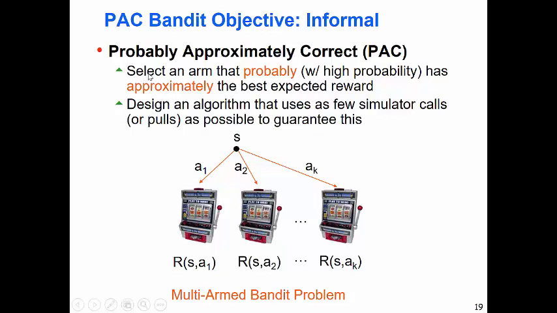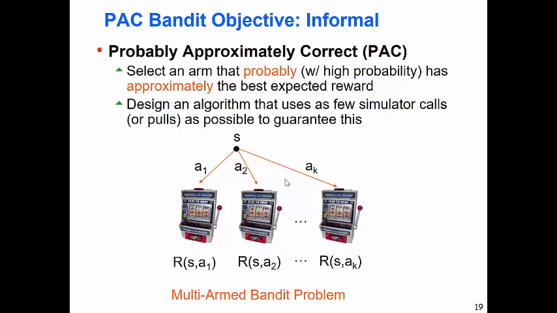Basically, we want our bandit algorithm to eventually pull arms and stop at some point. And when it stops, it's going to tell us the index of an arm. And we want that arm to be probably, approximately the best arm. Approximately means it's close to the best arm. And probably means that with high probability, it's the best arm. So that's what we're going to be studying here.